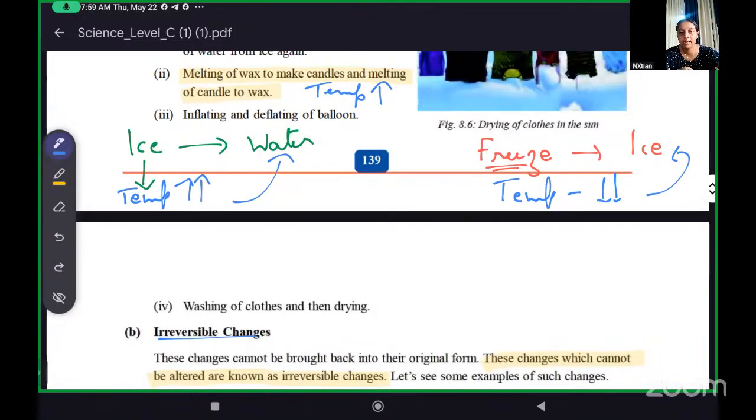Emma, Abraham? Ma'am, can you just repeat? Yes. Any doubt in reversible and irreversible changes?